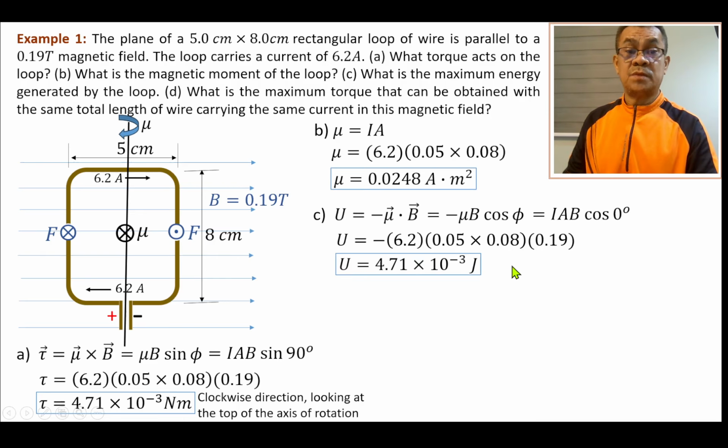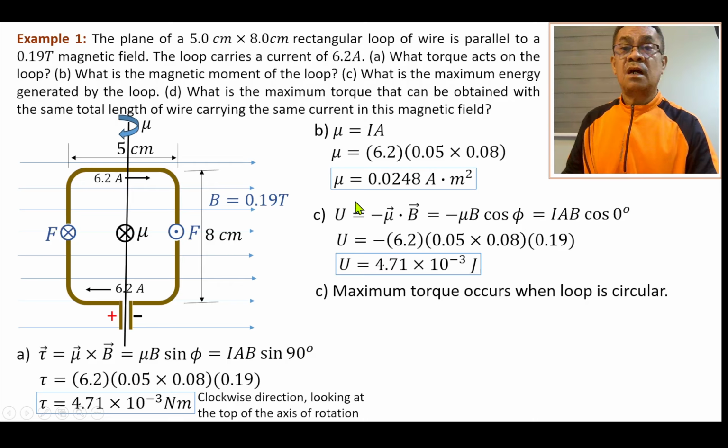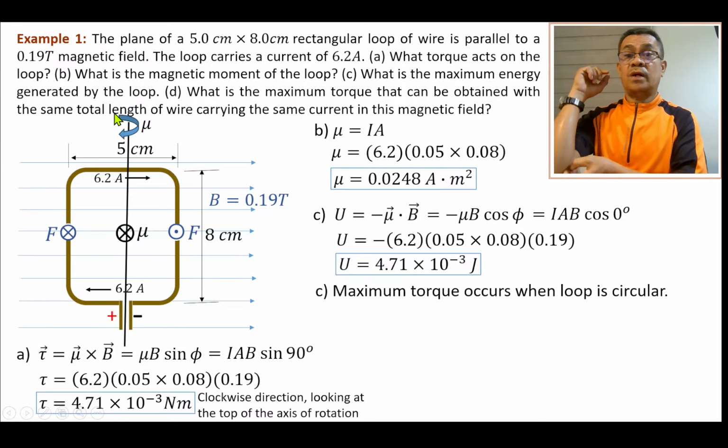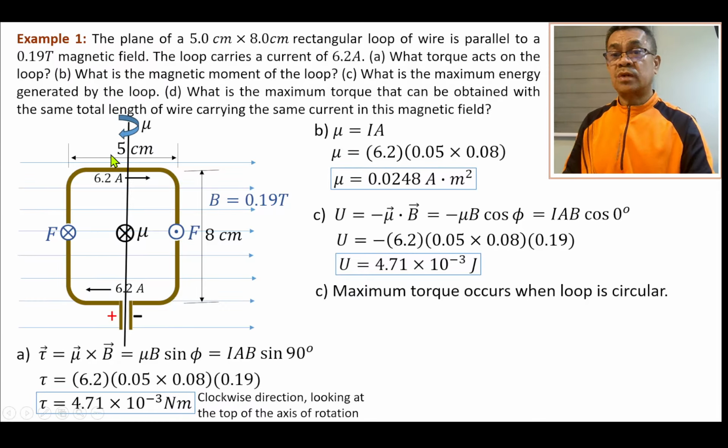Sorry. Letter D. What is the maximum torque? So the maximum torque, of course, is at 90 degrees. Now, you are asked to find the maximum torque that can be obtained with the same total length of the wire. So, the total length of the wire is we have the 5 here, 8, another 5, another 8. So, this is 10 plus 16. So, 26 centimeter total length of this wire.